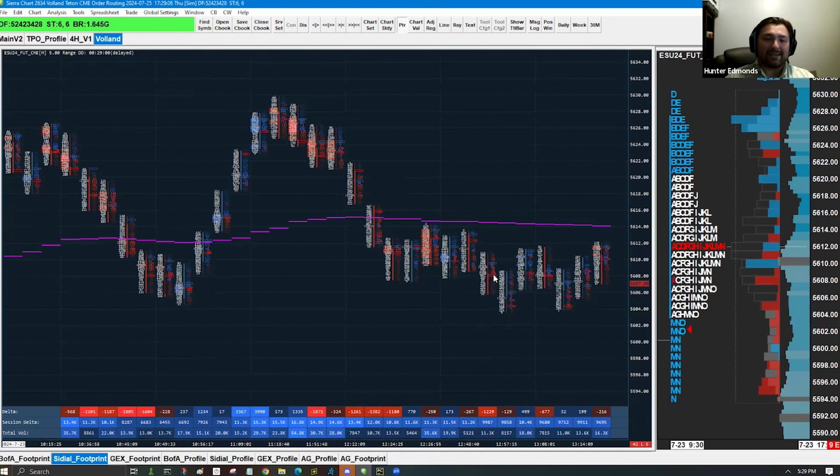A Sidial is like the opposite of B of A. It doesn't want to stay in the middle. It just wants to stay at either one edge or the other. So that's a Sidial extreme, those edges.